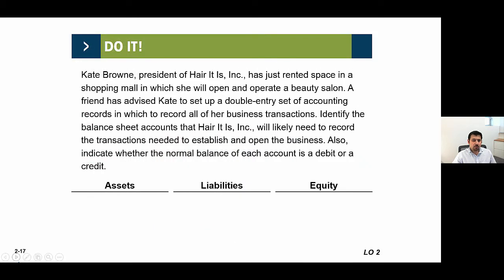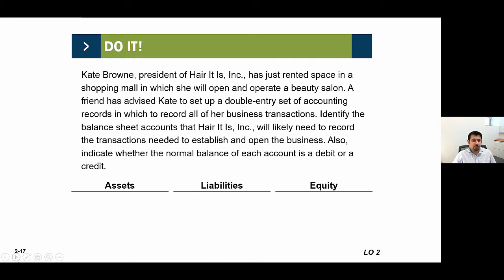Now, Kate Brown, president of Harriet's Inc., has just rented space in a shopping mall in which she will open and operate a beauty salon. A friend has advised Kate to set up a double entry set of accounting records in which to record all of her business transactions. Identify the balance sheet accounts that Harriet's Inc. will likely need to record transactions needed to establish and open the business. So those are not all the accounts, but are the most likely accounts. She might have different ones, but just as an example. We also need to state whether each account is a debit or credit.